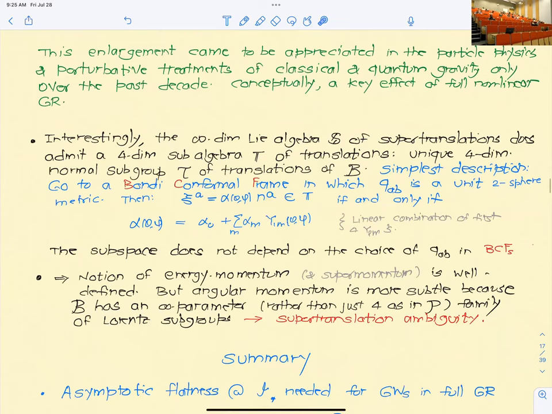So interestingly, although the supertranslations form an infinite dimensional Lie algebra of the BMS group, interestingly, it still admits a four-dimensional normal subgroup. In fact, there's a unique four-dimensional normal subgroup of the BMS group. There's a very beautiful paper by Ray Sachs, which shows this. So it's a unique four-dimensional normal subgroup, and that is called the group of translations.